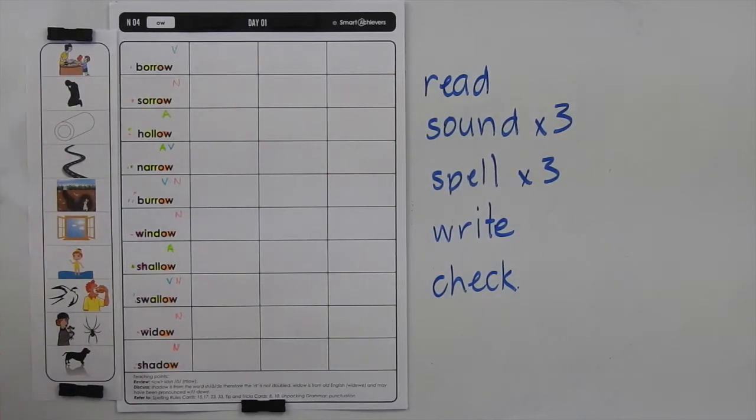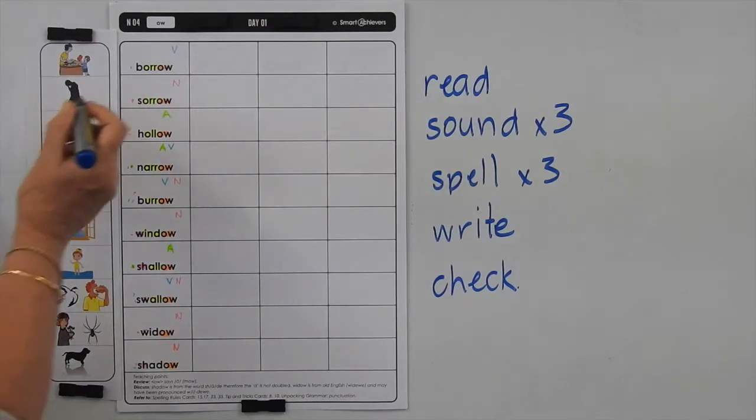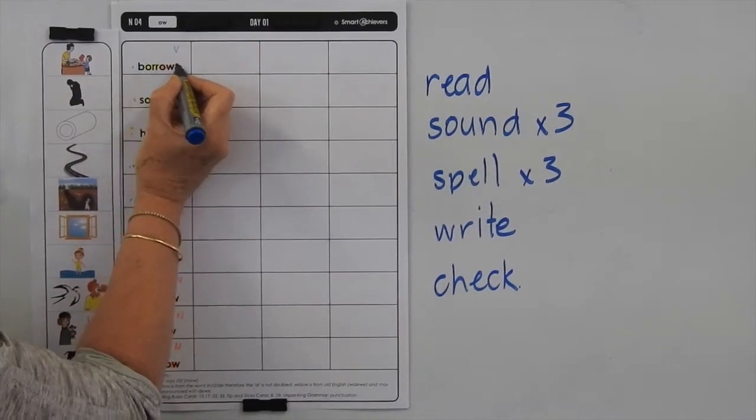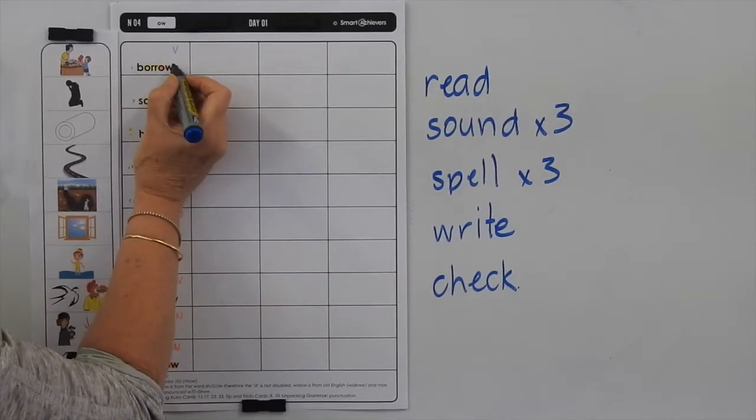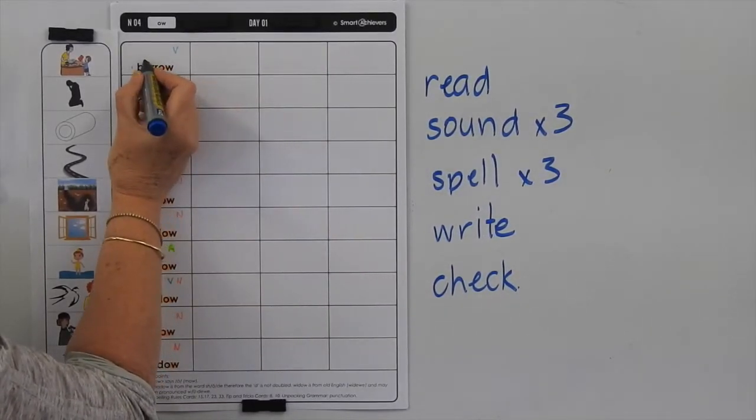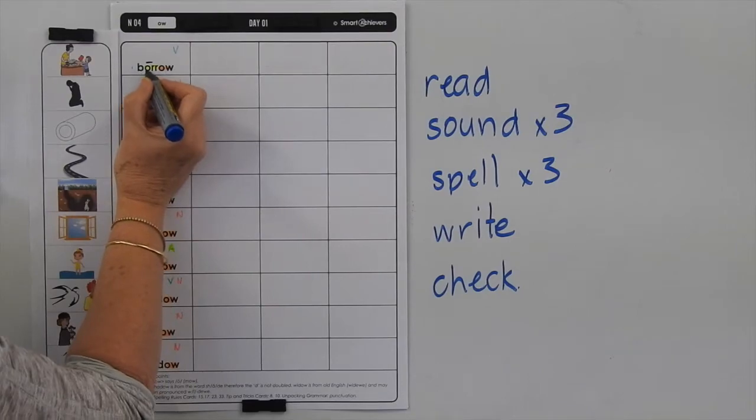So let's go back now and read the word, sound the word and spell them, and then write them. Now, because these words are 2 syllable, we'll break them into their syllables and then sound them by doing that. Spell them 3 times, write them and check them. So we're going borrow, borrow, borrow, borrow. So you've got that long vowel sound there.